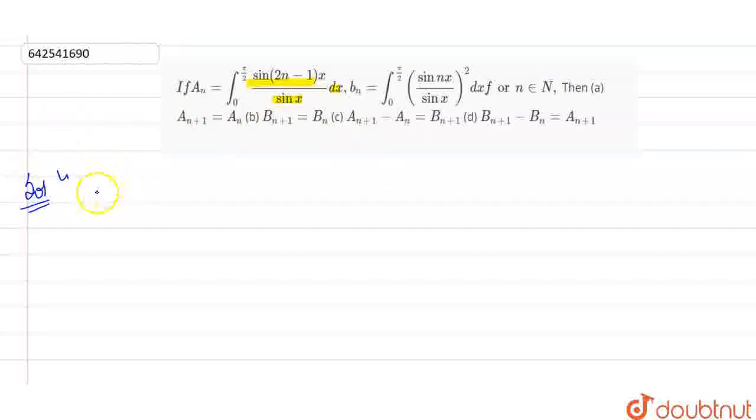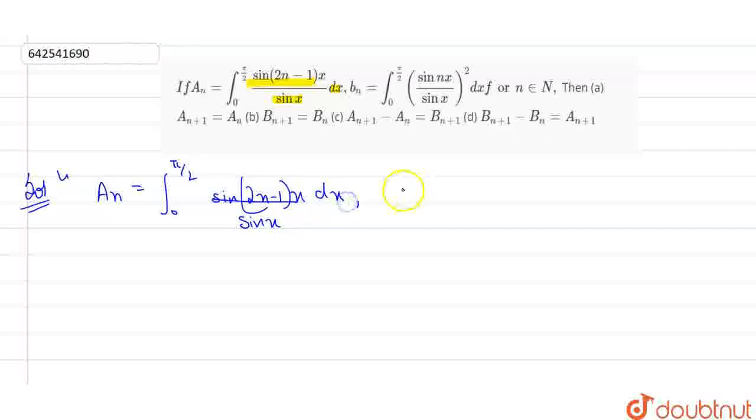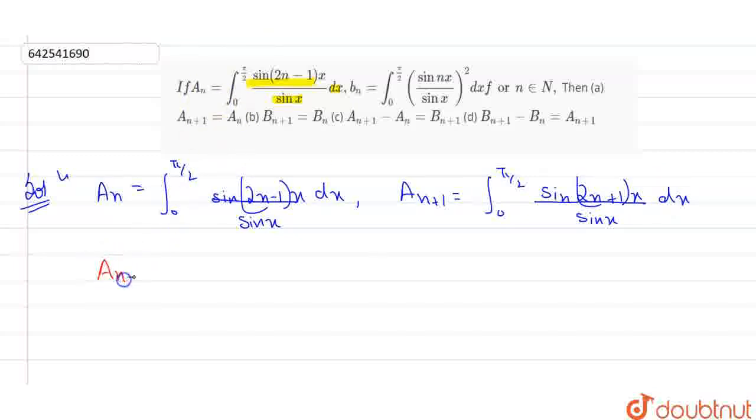We know that in the given question we have an as the integration from 0 to pi by 2 of sin((2n minus 1)x) by sin x dx. Therefore our an plus 1 will be, again with the same limits 0 to pi by 2, if we put n plus 1 here, sin((2n plus 1)x) with sin x remaining in the denominator, dx. Now we have to find the relation between these two, so I'll write an plus 1 minus an.